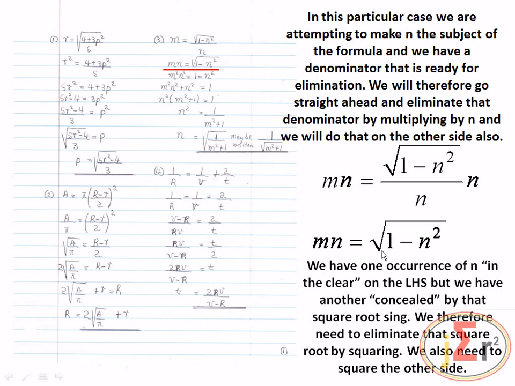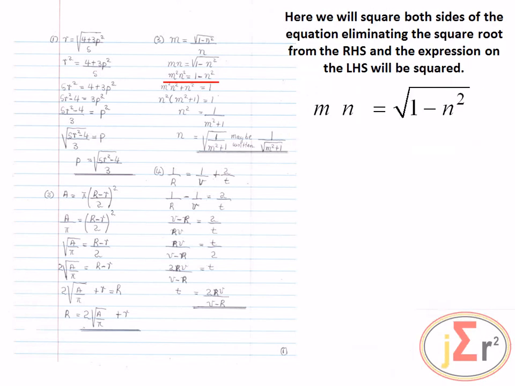Therefore we need to eliminate that square root operation, and the opposite of square root is square. We will therefore square the right hand side in eliminating the square root, but keep the equation balanced by squaring the left hand side also. Here we will square both sides of the equation, eliminating the square root from the right hand side, and the expression on the left hand side will be squared.